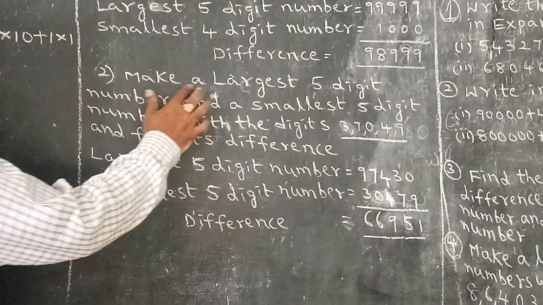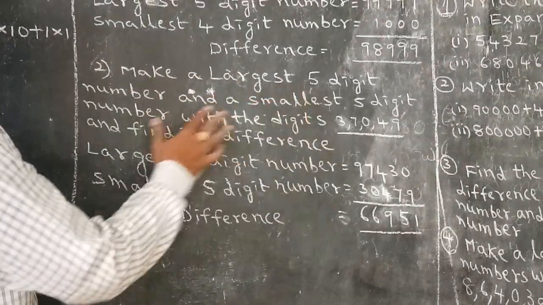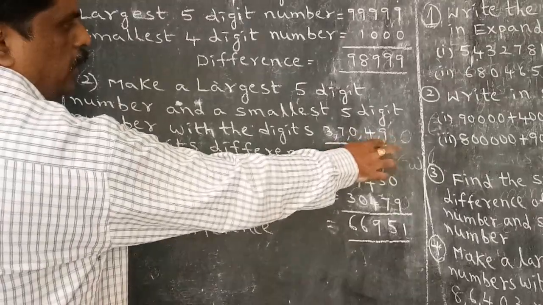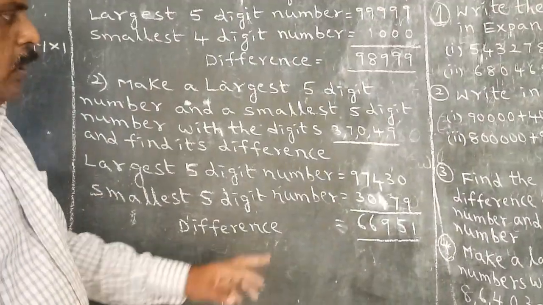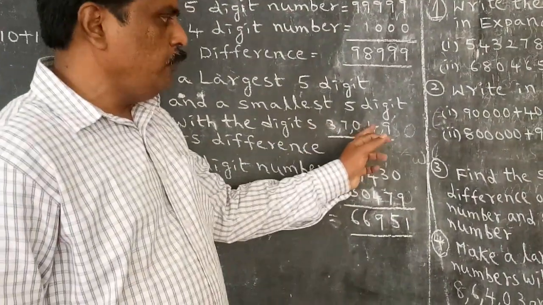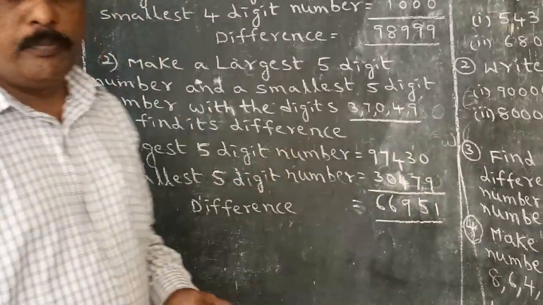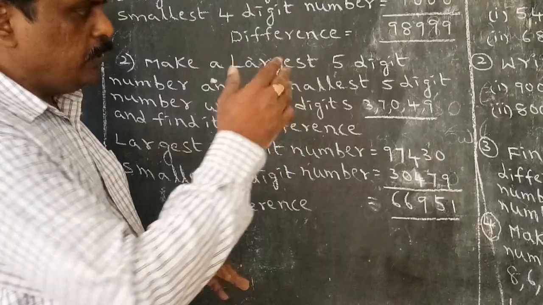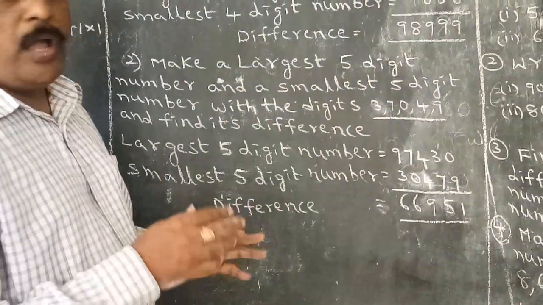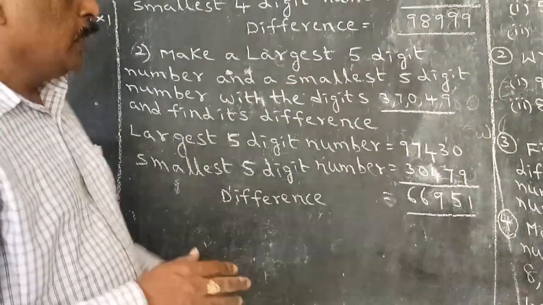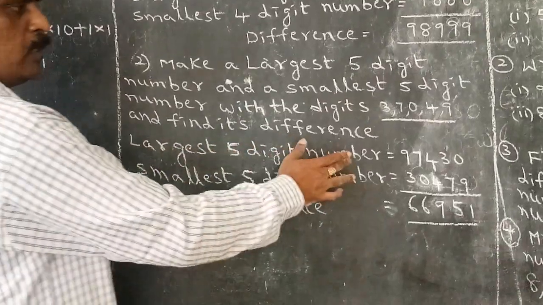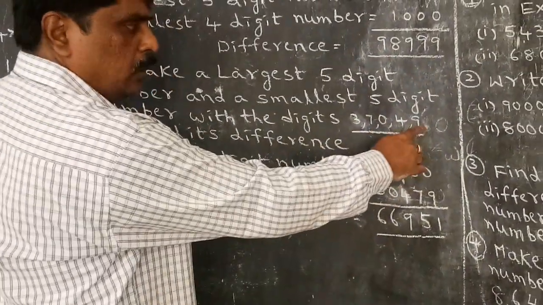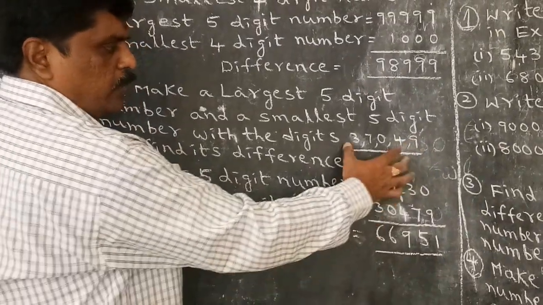I have given another example for you. Make the largest 5-digit number and the smallest 5-digit number with the digits 3, 7, 0, 4 and 9. They have given the digits 3, 7, 0, 4, 9. I have to write the largest number with these digits and the smallest number with these digits, and after that I have to find the difference between them. So the largest 5-digit number with these digits: what is the largest digit among these? 9 is the largest digit.